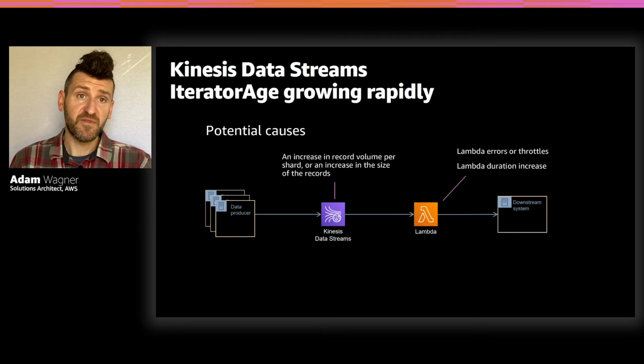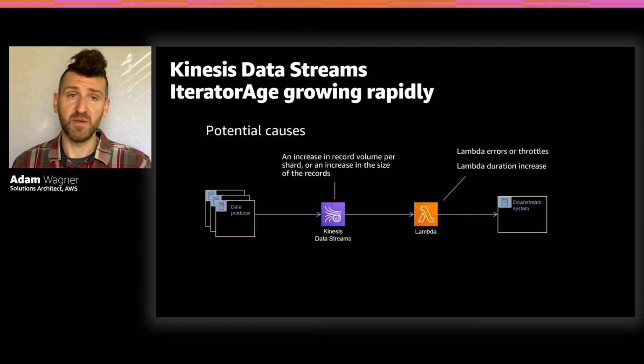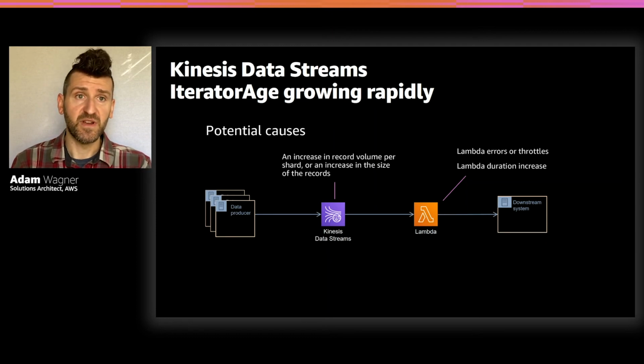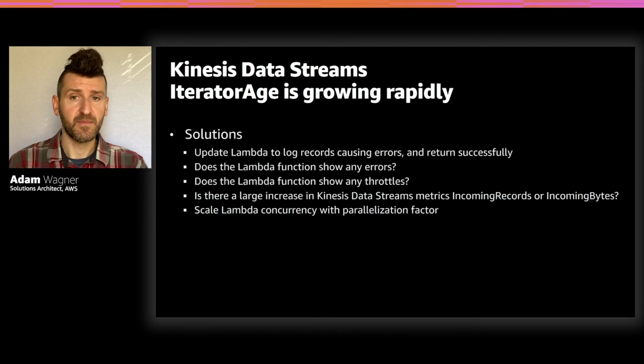If your Lambda function's erroring, right, you need to figure out why it's erroring and fix that. Maybe you roll back to the previous version, maybe you roll forward. And then throttles, right? If you're getting throttled from a Lambda perspective, from your Lambda account limits, that's a support case to raise those limits up. We talked about these as the solution.